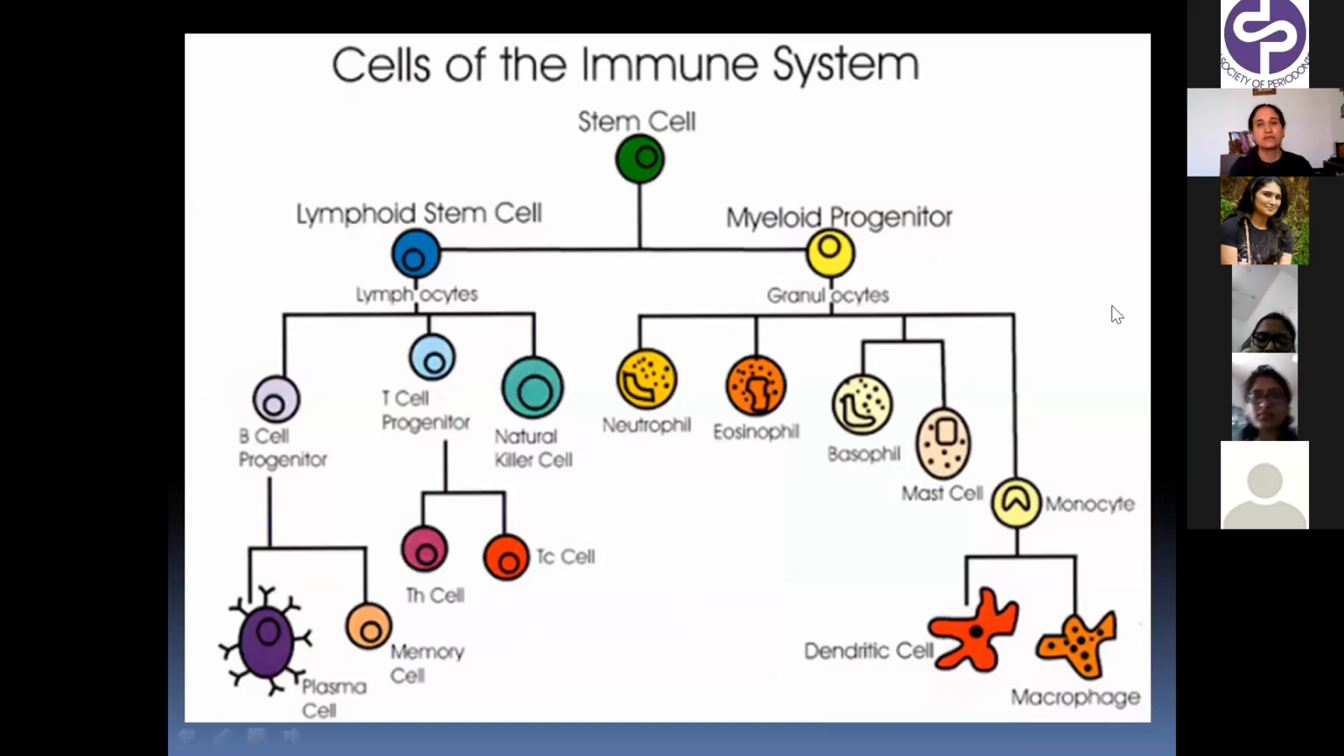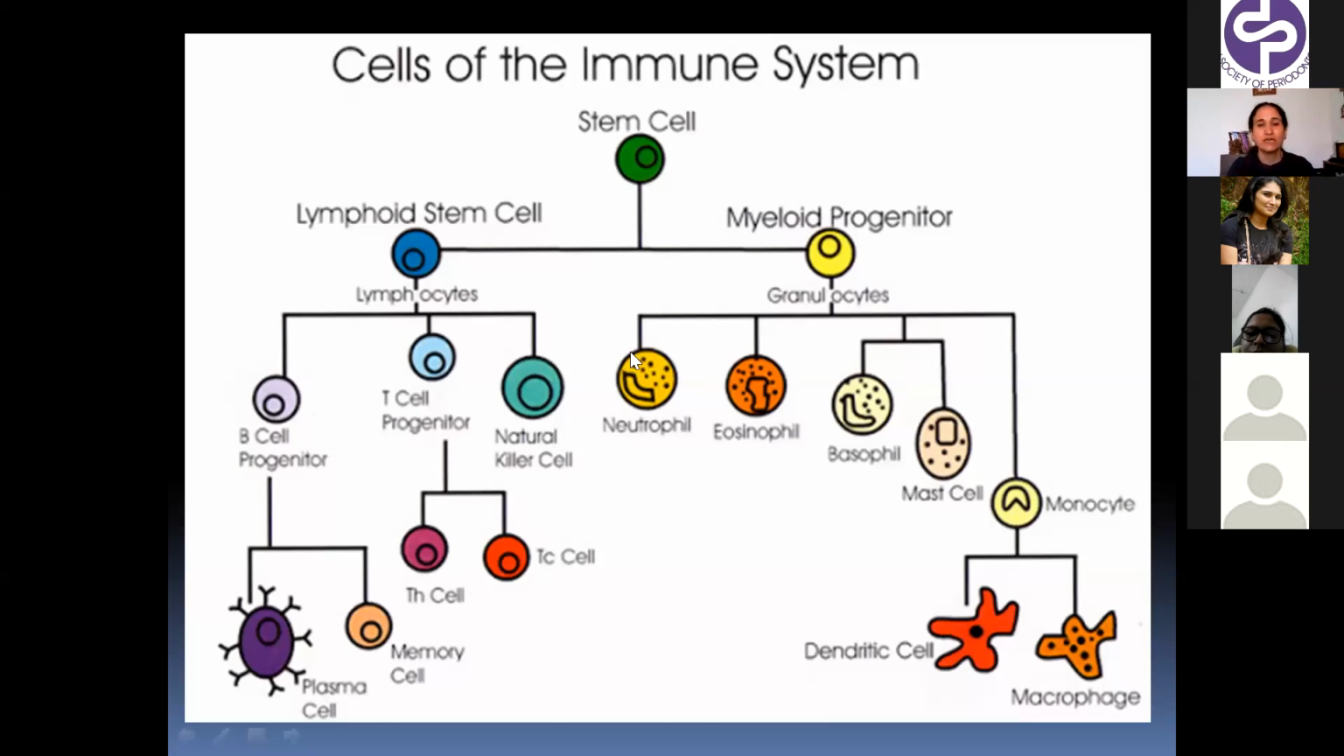Looking at the cells, let us revise. Stem cells are divided into lymphoid cells, which can further be classified into B progenitor cells, T progenitor cells, and natural killer cells. T cells can be T helper cells and T cytotoxic cells. B cells are humoral immunity, T cells are cell-mediated immunity, and these are the natural killer cells, which are a part of innate immunity. These are a part of adaptive immunity, but this is a part of innate immunity.